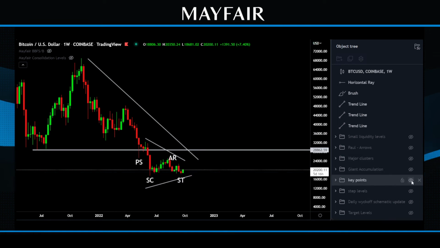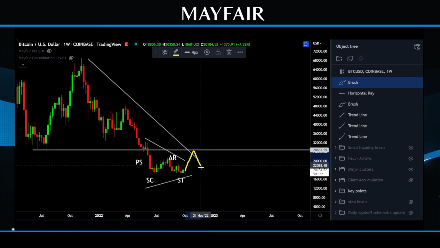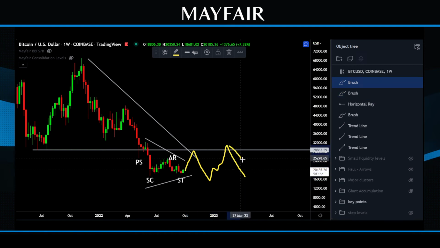Let's put some of these on. So key points. If we break this down for where we are in terms of the overall schematic, what you now have is a rally into an STB, moving on up. You've got your first sign of strength. You might come down for a spring, or it might come relatively sideways, and then you go up again.